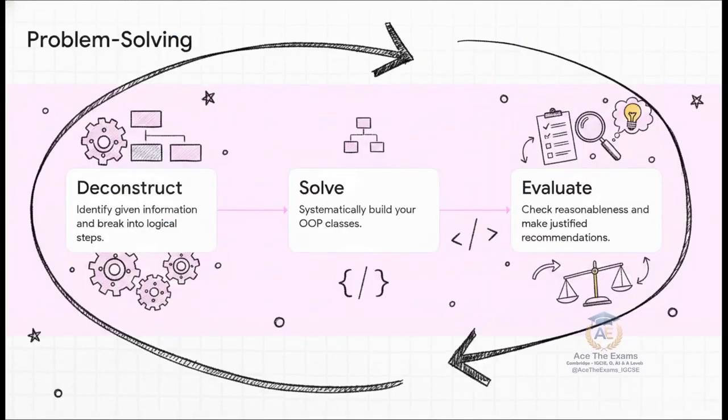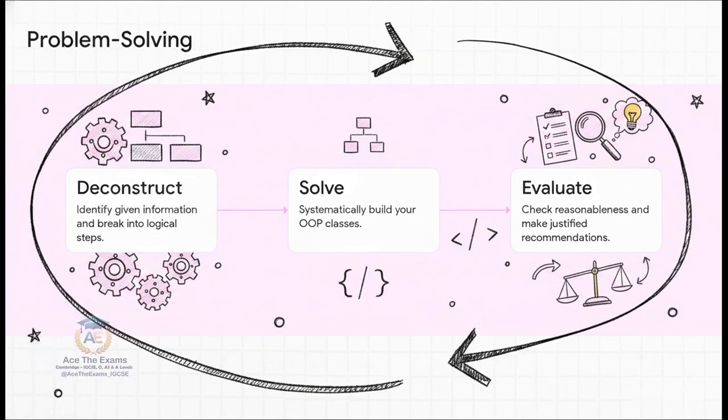Let's tie this entire system together with the ultimate problem-solving algorithm. Step 1. Deconstruct. Identify the given information, decode those tricky command words, and break the scenario into logical steps. Step 2. Solve. Systematically build your OOP classes, remembering to apply the PEEL framework to your written explanations. Step 3. Evaluate. Check your boundary conditions, test for reasonableness, and make those justified context-specific recommendations we just discussed.